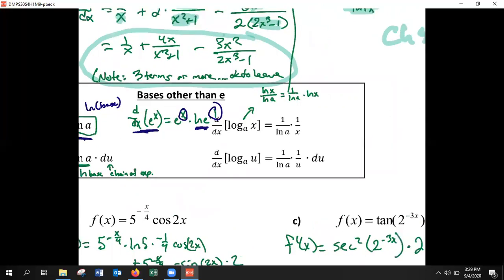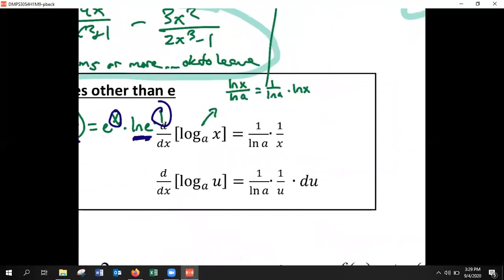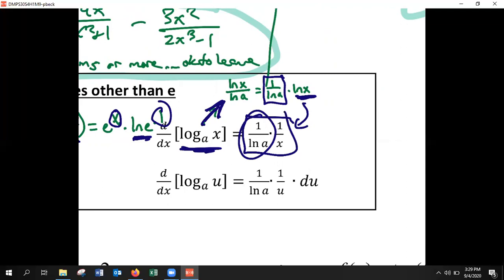So with that said, the other thing that I want to mention is if we are taking a log with a different base, I personally, yes, this is a rule, but I don't ever think about this as a rule. What I do is I use the change of base formula from pre-calculus. Then I look at 1 over the natural log of a as a coefficient times the natural log of x. And then the derivative of natural log of x is 1 over x. And remember, it's all coefficient. Therefore, it is what it is. And then if we have a function rather than just x, then that's where that chain comes into play.